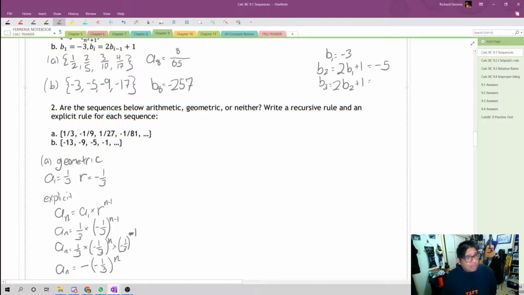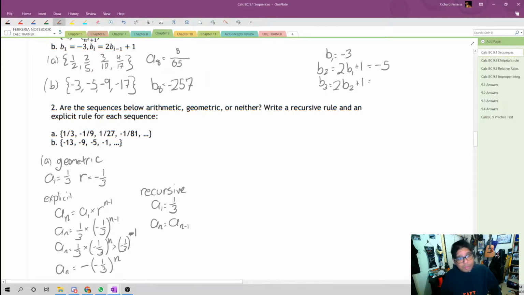Next rule for that is the recursive rule or the recursive formula. So for the recursive formula, we state the first term, which was 1/3, and then we state how to get to the next term given the previous term. So an, which is the next term, is a(n-1), which is the previous term, multiplied by -1/3. And the recursive rule is so much easier to write, less easy to actually work with. That takes care of part A.